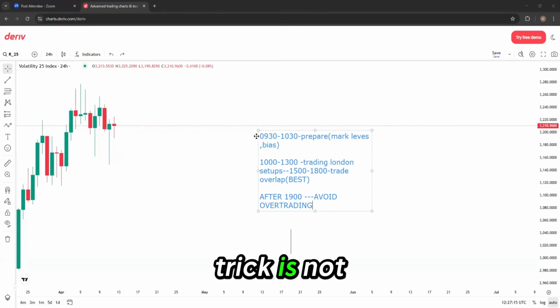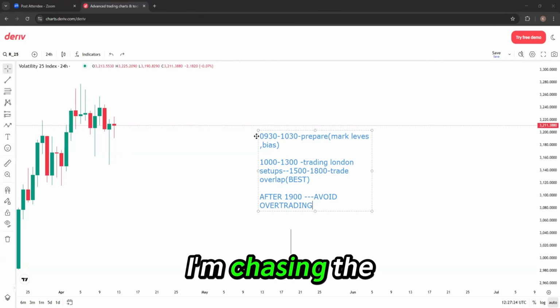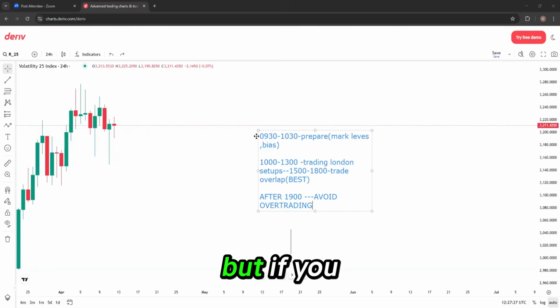So the trick is not to turn your whole day calendar into something where you're chasing the market all day. But if you use these time frames just to do this, you'll see that at the end of the day, you're going to have a good strike rate.